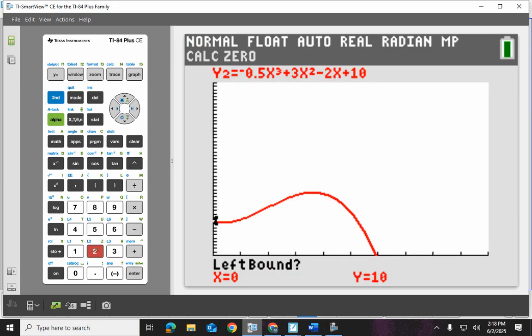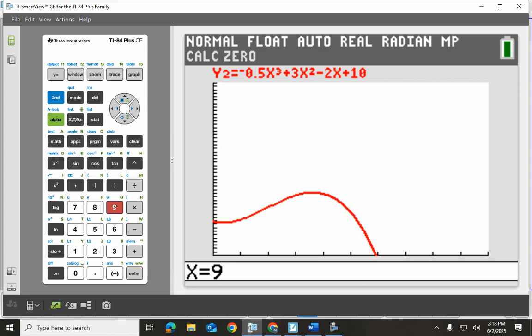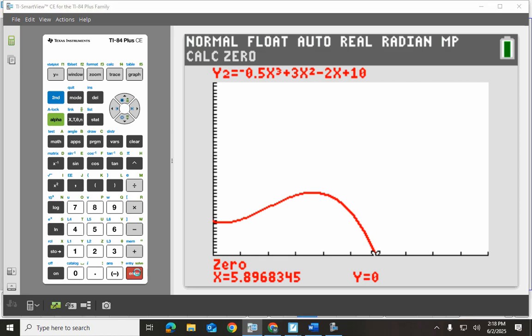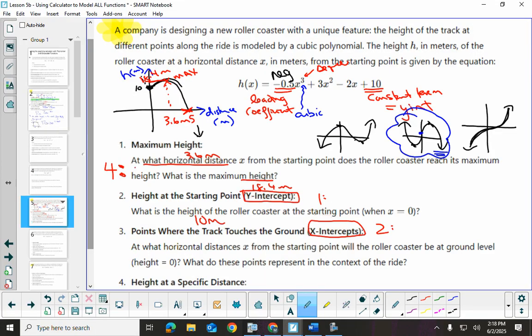So again, I'm looking for this thing. So a number on the left, a number on the right. So I just went with 2 and 9. Hit enter to get past guess. So 5.9 meters. So from whatever point they're starting at, this thing went 5.9 meters from the starting point to when it was at ground level.